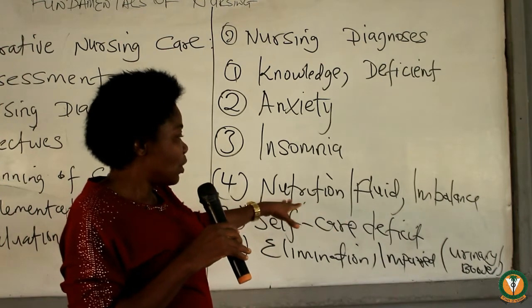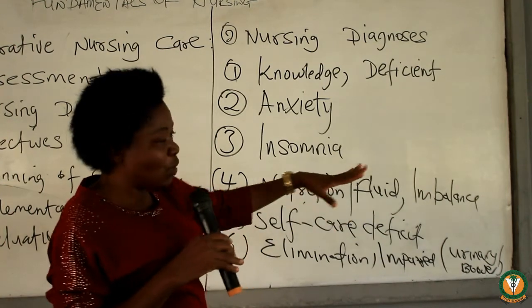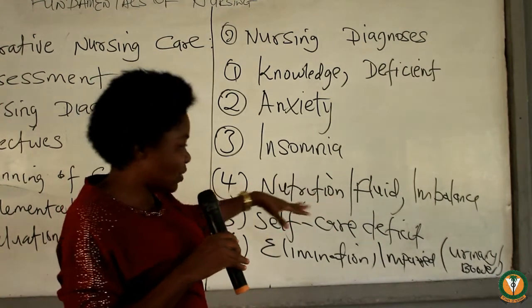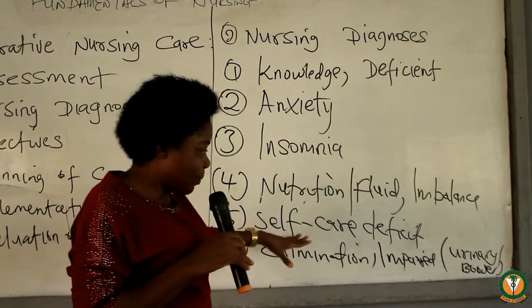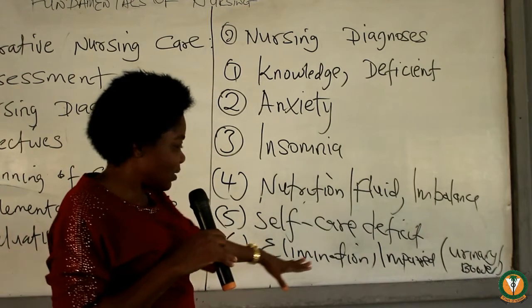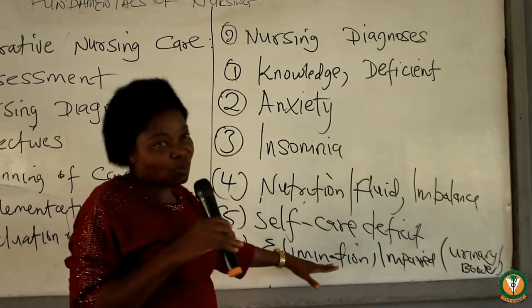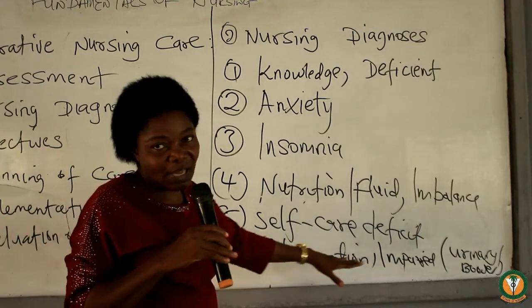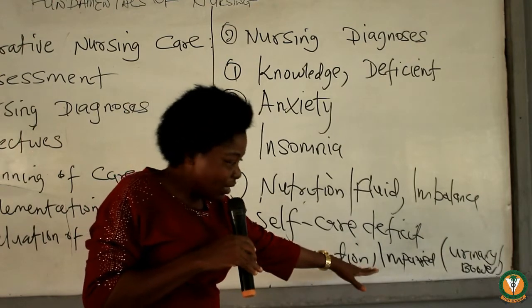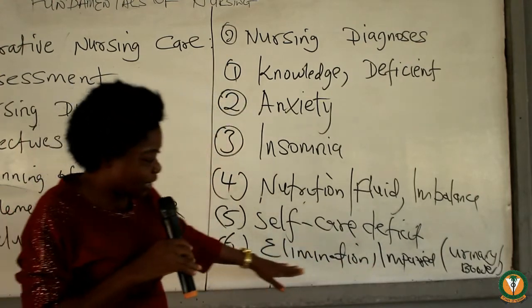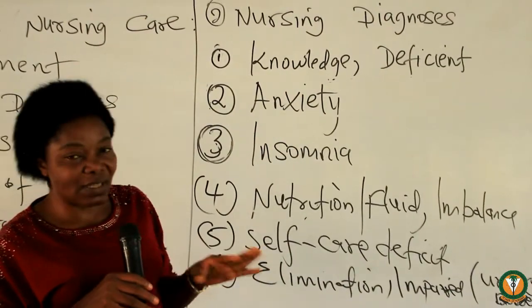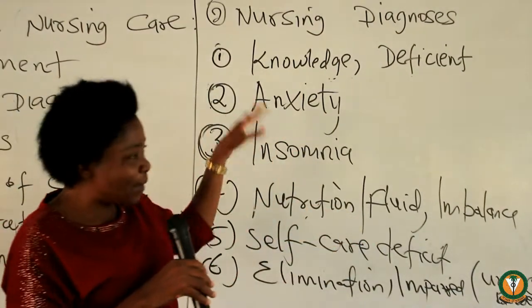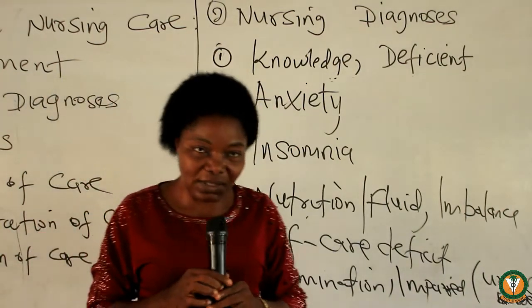Nutrition, because we have some restrictions. Patients will not eat for some time before going to surgery, so you have to intervene in the area of nutrition. Self-care, preparing the patient, grooming the patient. Elimination. Sometimes we need something like catheterization, something like preparing the bowel. That's why we are making this diagnosis of elimination impaired. This establishes our nursing diagnosis for the patient that is going for surgery. These are the preoperative nursing diagnoses.